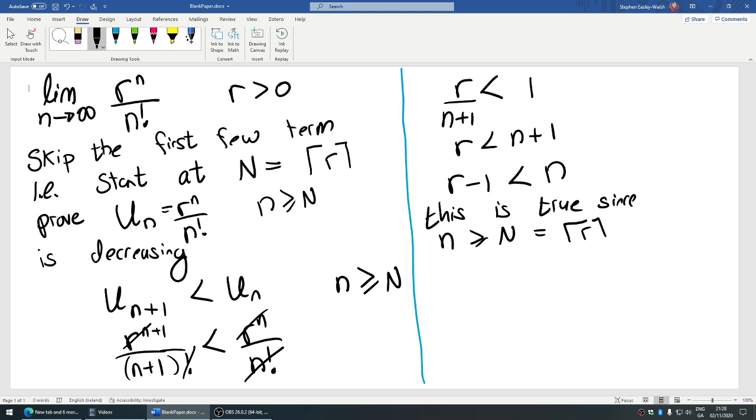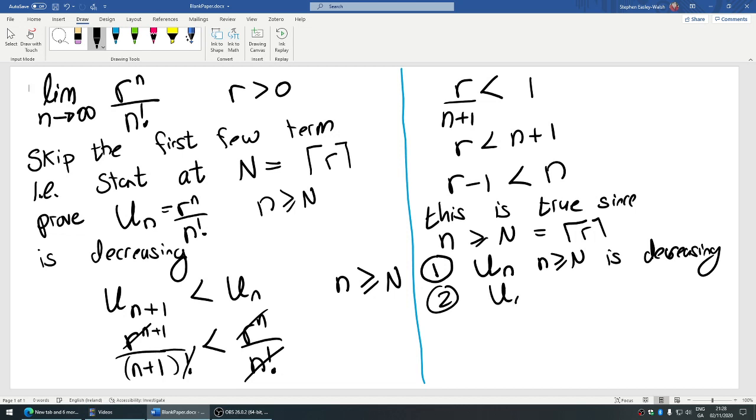Okay, so two things. One, u_n, where n is greater than or equal to N, is decreasing. Two, u_n is positive because r and n are positive.